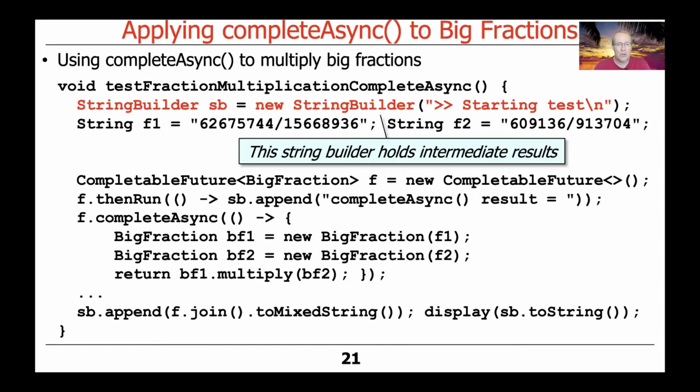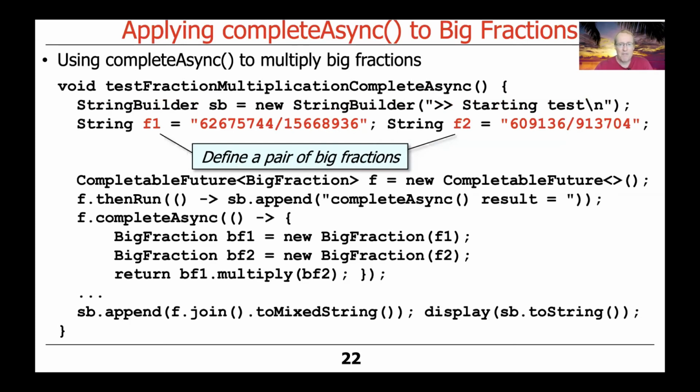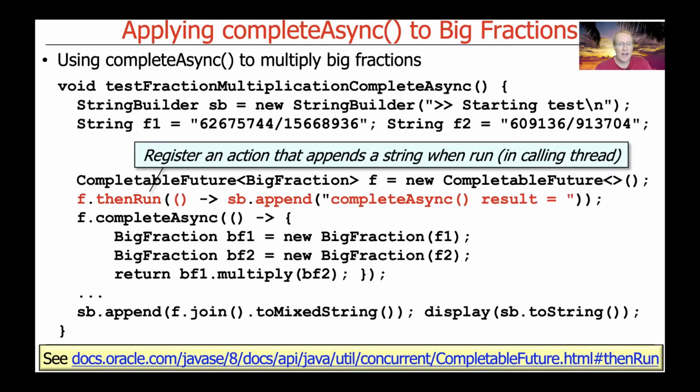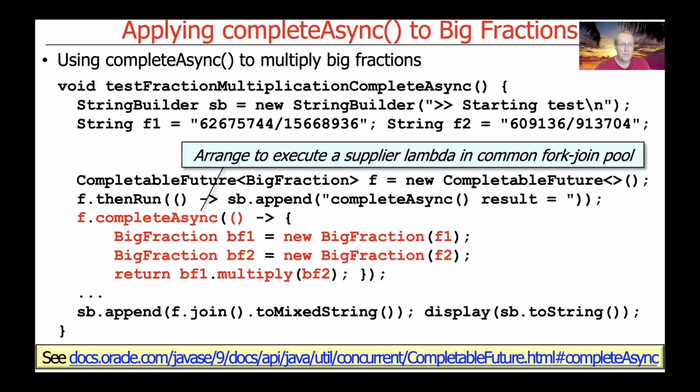We're going to use a string builder to hold the intermediate results here. And we define a pair of big fractions, F1 and F2. We create an empty completable future, which doesn't have a result yet. And then we go ahead and register an action that appends a string when run, and this will get run in the calling thread. So we take the completable future that we made, which we haven't completed yet, and we add to it something that will say completeAsync result equals. So that's going to be called when we begin to do the completeAsync method on this big fraction.